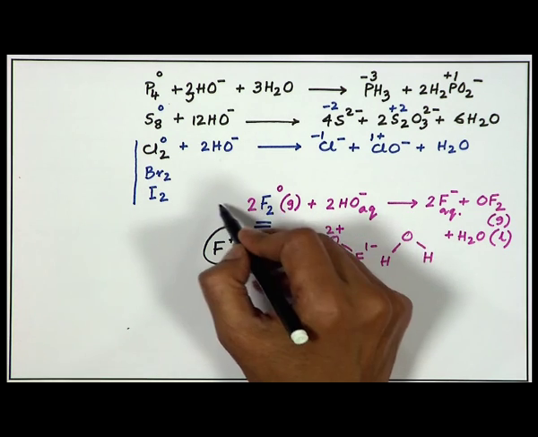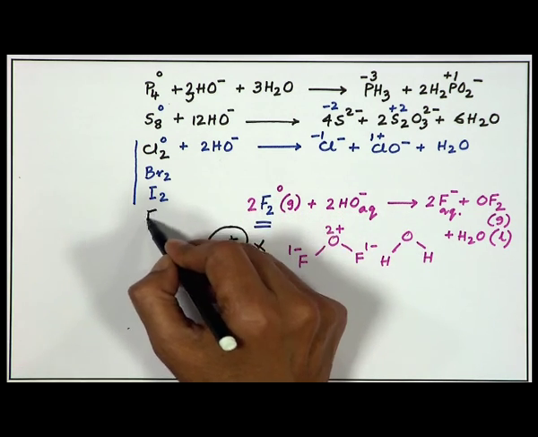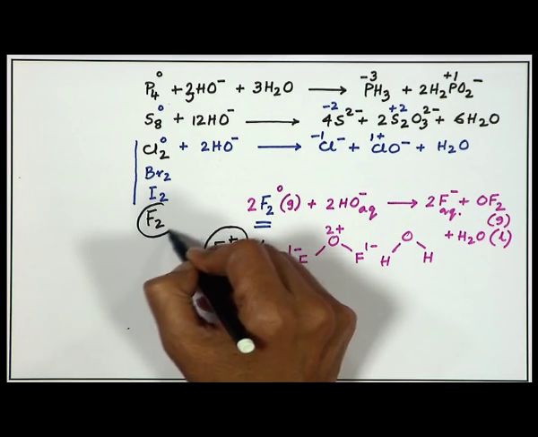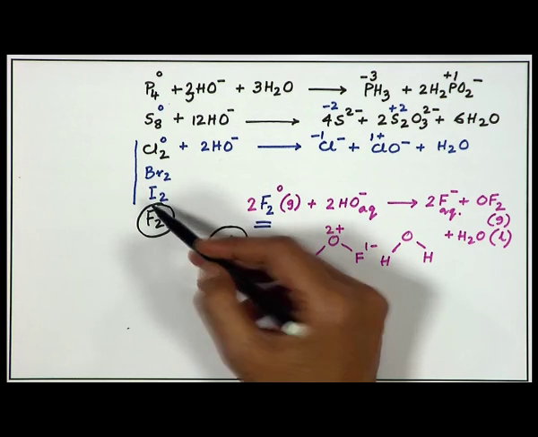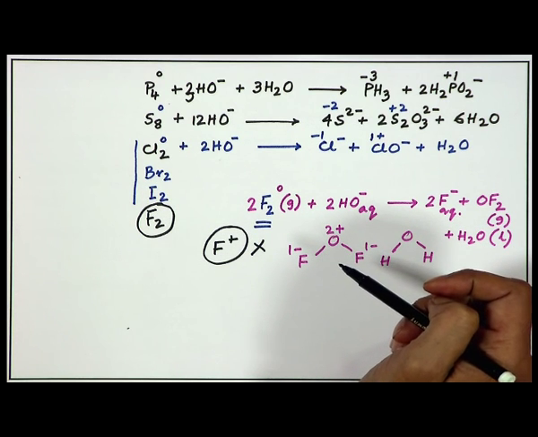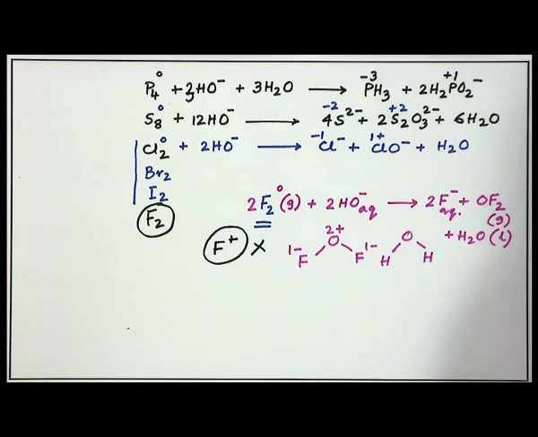So, that means we always know that the F2 molecule is the odd element out from this group of halogens: fluorine, chlorine, bromine and iodine. So, it will definitely react in a different manner.